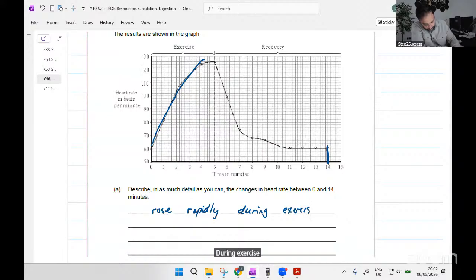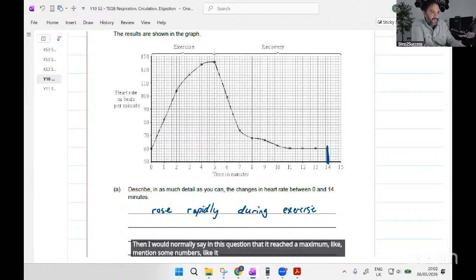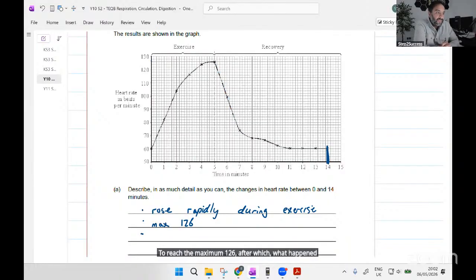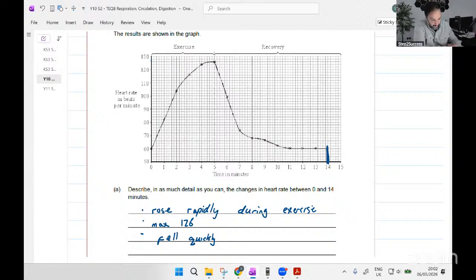It rose rapidly during exercise. Then I would normally say in this question that it reached a maximum, and mention some numbers, like it reached a maximum of 126. After which, what happened? It fell quickly during the recovery phase. It fell quickly for about, what's that, 5 to 7, for a couple of minutes.